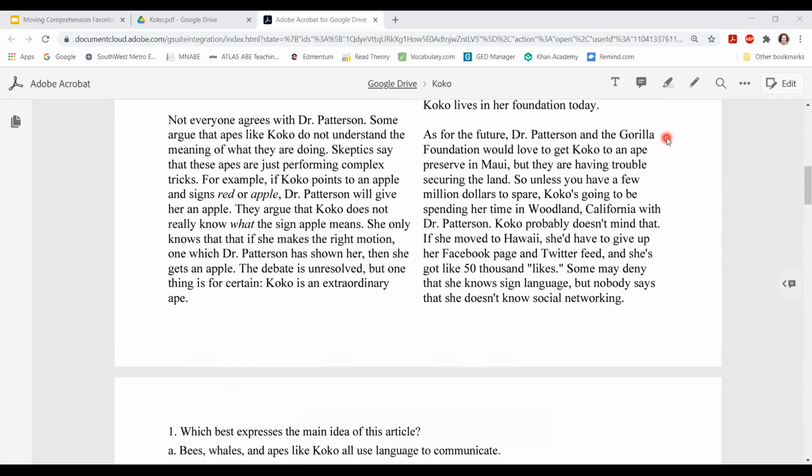Coco probably doesn't mind that. If she moved to Hawaii, she'd have to give up her Facebook page and Twitter feed. And she's got like 50,000 likes. Some may deny that she knows sign language, but nobody says that she doesn't know social networking.